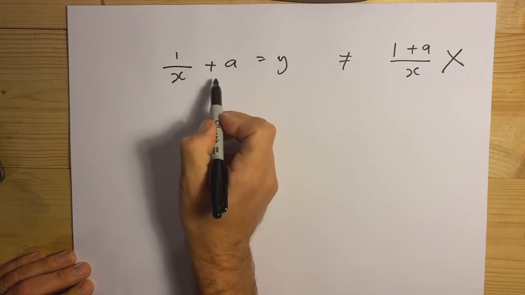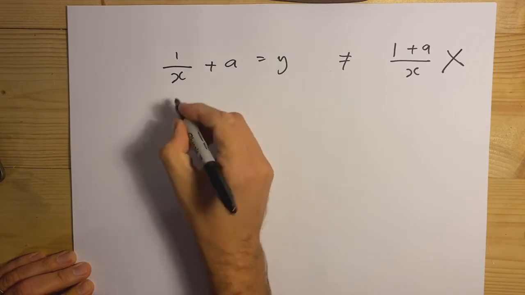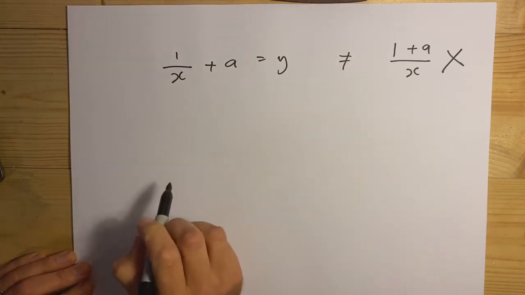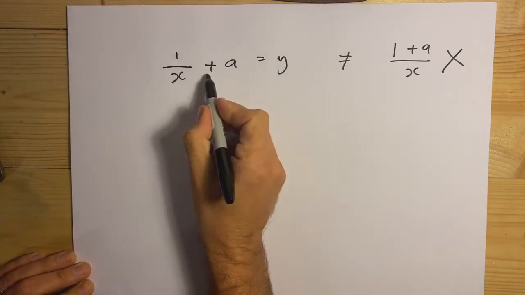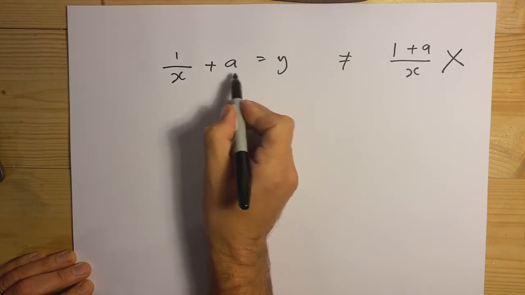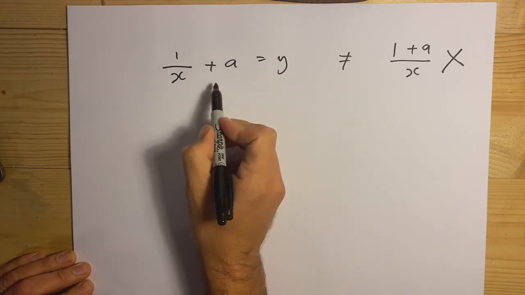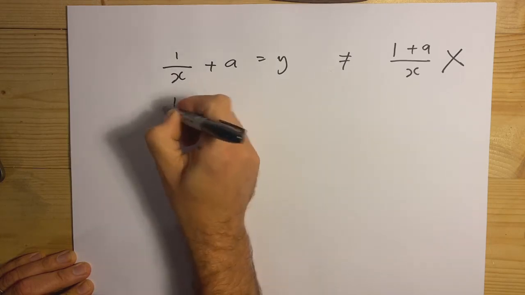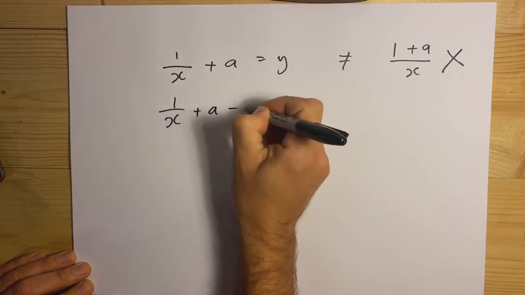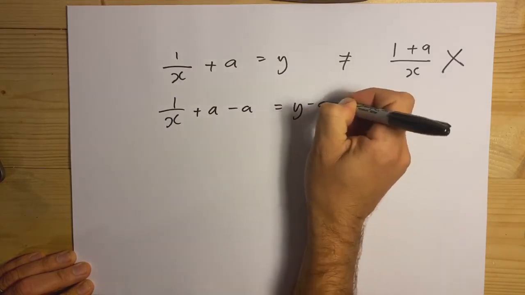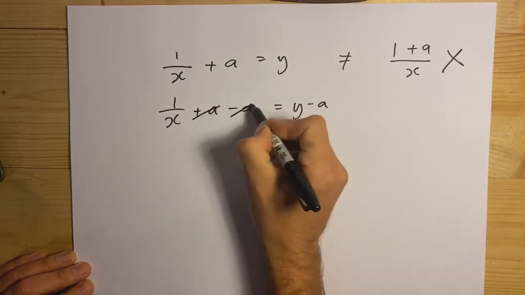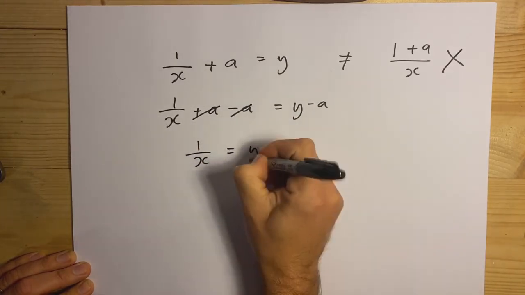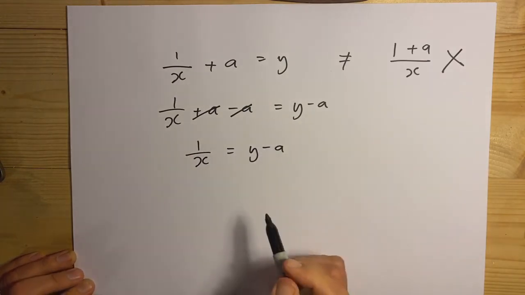So let's think about how we would approach this. We've got 1 over x plus a equals y. We want to get the x by itself. So one of the first things we can do is get rid of this plus a on this side. We would do that by taking a away. But if we take a away this side, we have to take a away that side. So 1 over x plus a minus a equals y minus a. The plus a minus a cancel out. Now we're left with 1 over x equals y minus a.